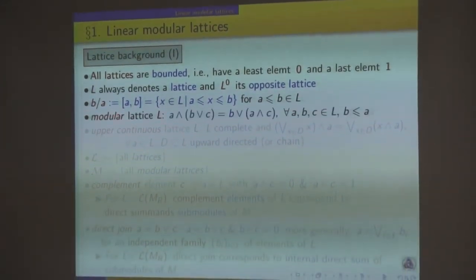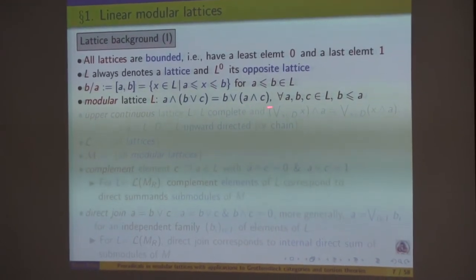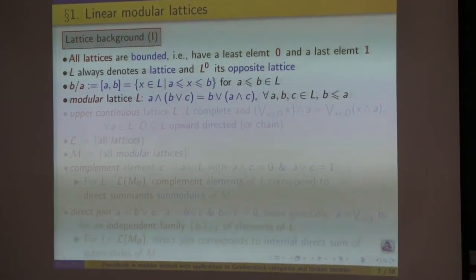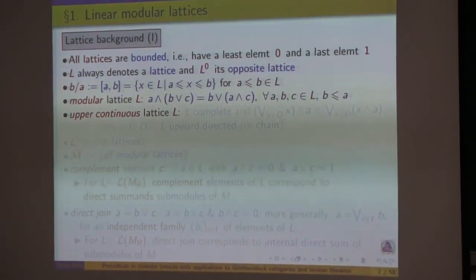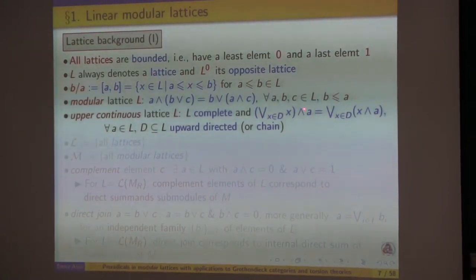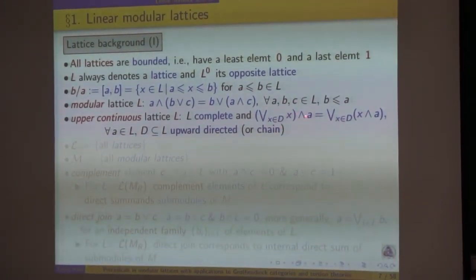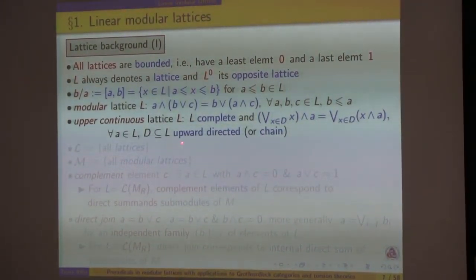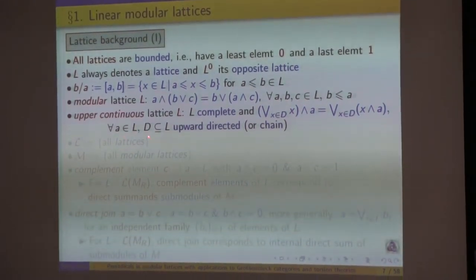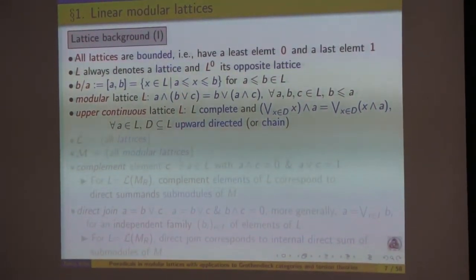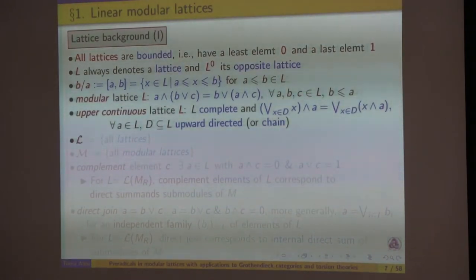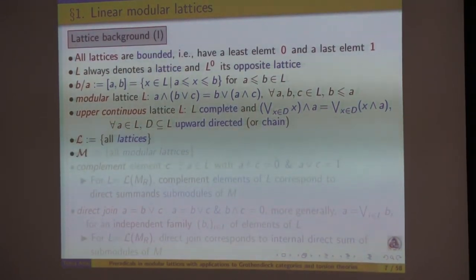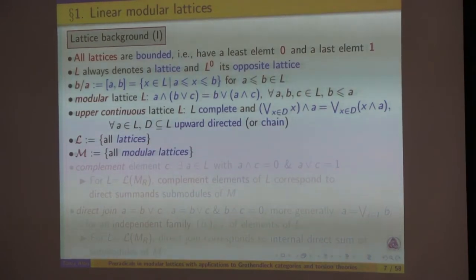A modular lattice is a lattice having this property: for any A, B, C, with B smaller than A. What is an upper continuous lattice? It's a complete lattice and it commutes with the meet for any directed upward set or chain. So the script L will denote the class of all lattices, and M the class of all modular lattices.